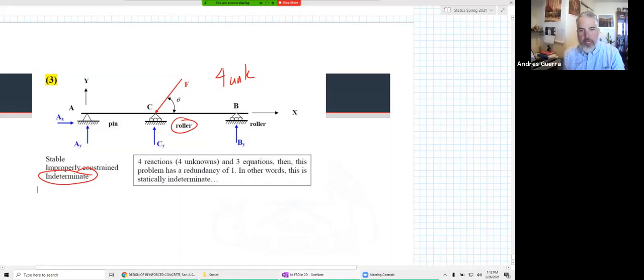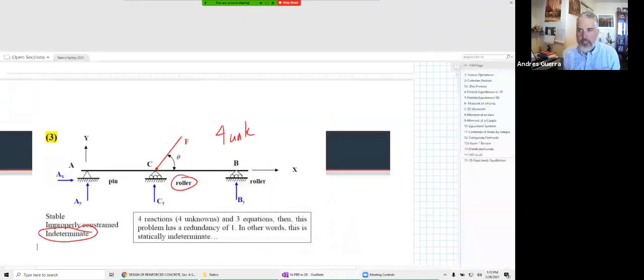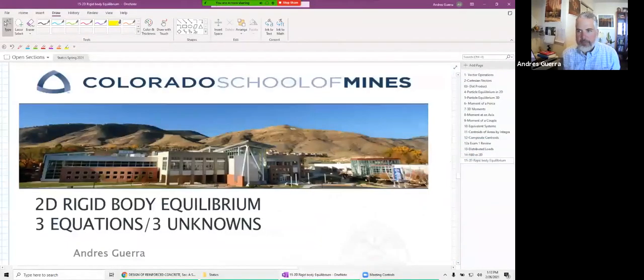But I just wanted to point out that if we have too many unknowns, then we can't solve it with statics. So we have a limited number of unknowns that we can solve using our statics stuff.